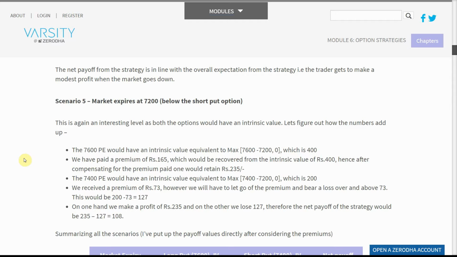The 7,400 put would have an intrinsic value equivalent to max(7400 - 7200, 0), which is 200. We received a premium of 73 rupees. However, we will have to let go of the premium and bear a loss over and above 73. This would be 200 - 73 = 127. On one hand, we make a profit of 235 rupees and on the other we lose 127. Therefore, the net payoff of the strategy would be 235 - 127 = 108.